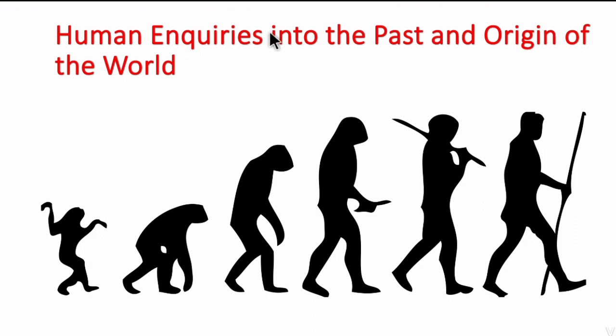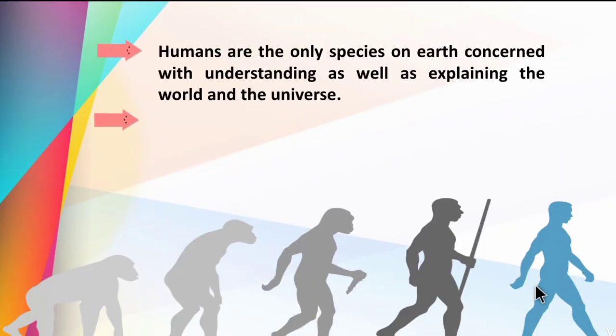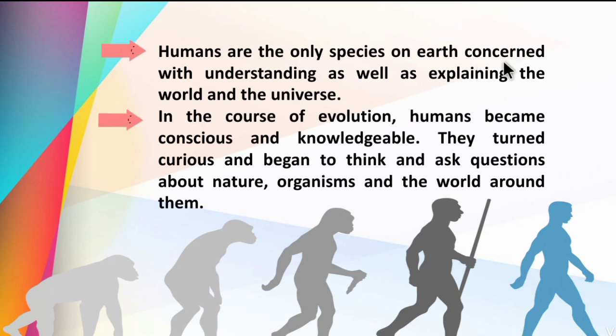So human enquiries into the past and origin of the world. Humans are the only species on the earth concerned with understanding as well as explaining the world and the universe. So humans are the only species who can understand and also explain the world as well as the universe when compared to the animals. Humans have a developed brain. In the course of evolution, humans became conscious and knowledgeable, and they turned curious and began to think and ask questions about nature, organisms and the world around them.